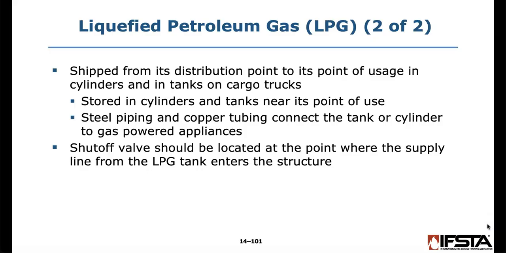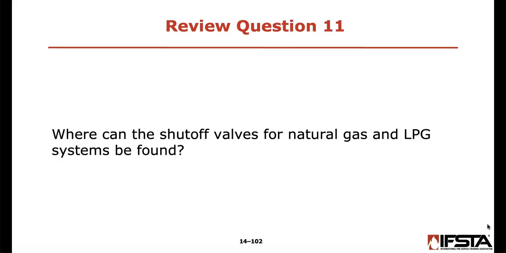LPG is shipped from its distribution point to where it's going to be used in cylinders and in tanks that are on cargo trucks. So it's going to be like cylinders that are stored under pressure, or in a big truck that has a tank on it. So you've got steel piping and copper tubing that's going to connect your tank or your cylinder to your gas-powered appliances. And then you have a shutoff valve located at a point where the supply line from the LPG tank enters into the structure. All right, so there's going to be a shutoff there. You'll want to learn how those work as well.